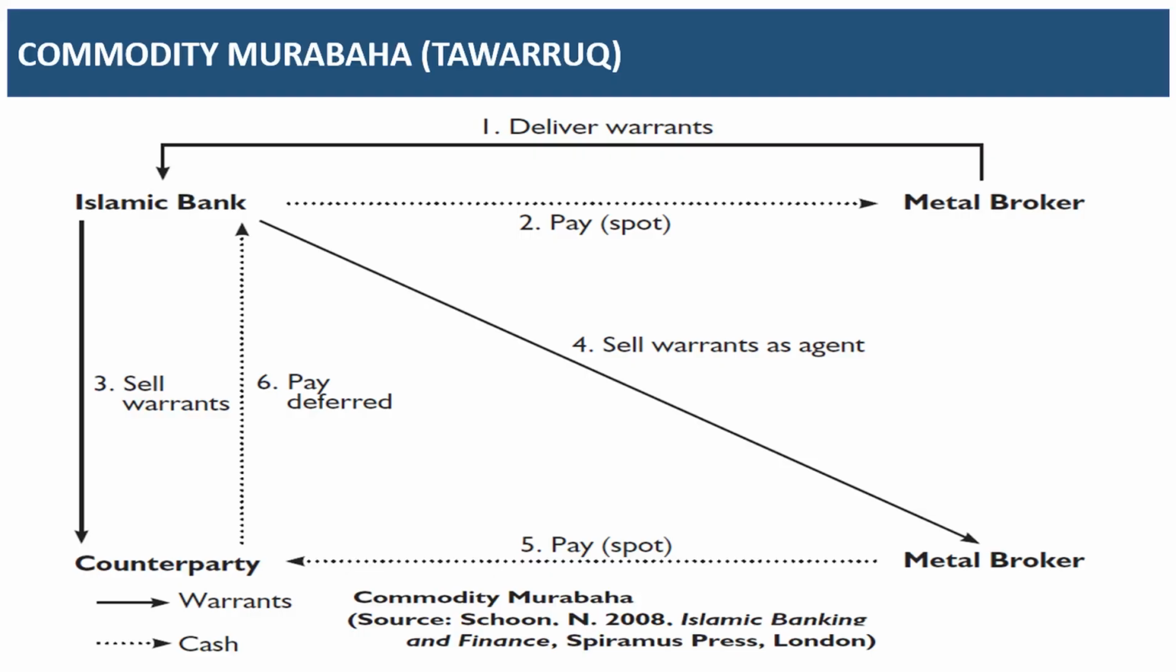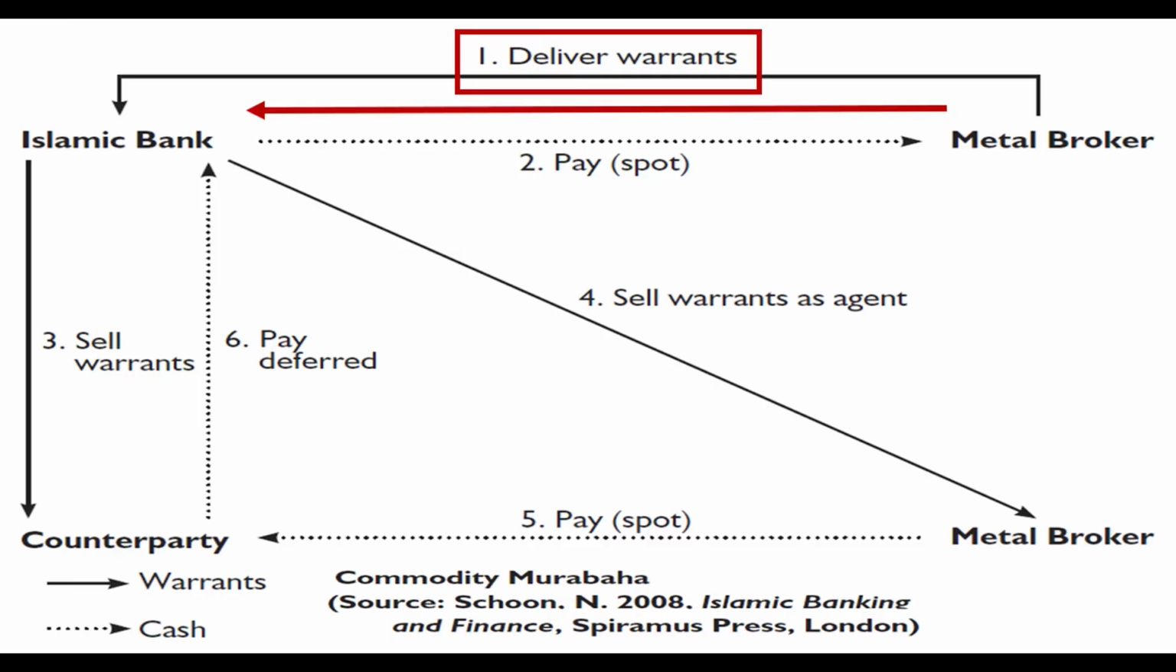In this practical example, using commodity Murabaha to deposit 1 million pounds with the bank's counterparty, there are 6 steps involved. Number 1, the Islamic bank buys warrants from a metal broker. The ownership of the warrants transfers from the metal broker to the Islamic bank. The Islamic bank purchases warrants for the value of the deposit, the 1 million pounds.